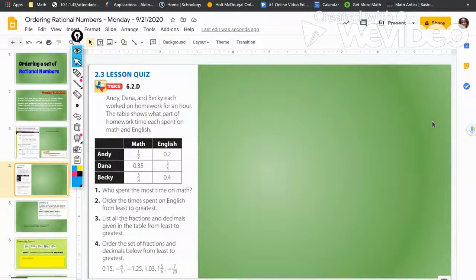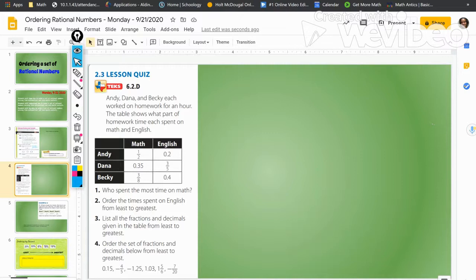All right, so on this slide, we're going to be continuing to talk about ordering rational numbers from real-world context. So we're going to have a word problem. Andy, Dana, and Becky each worked on homework for an hour. The table shows what part of homework time each spent on math and English.